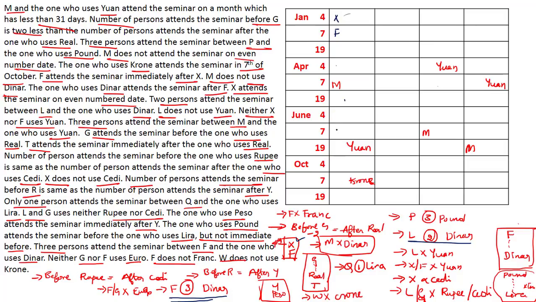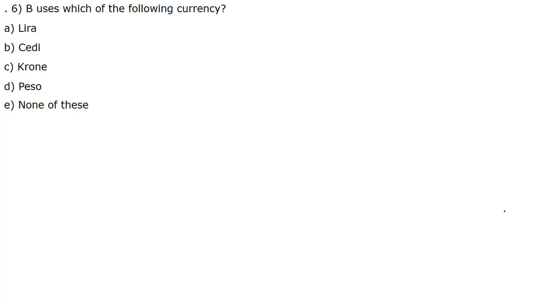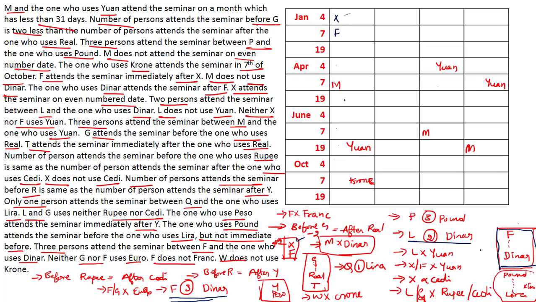If I put X here, F would be here. So between F and dinar, there should be a gap of 3 persons. F is here, 1, 2, 3. Dinar has to be placed here. The person who uses dinar should be placed only after F. I hope you got it. So F is here, 1, 2, 3. Dinar has to be placed here. I hope you got it.